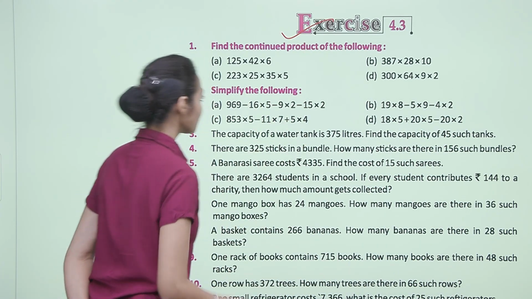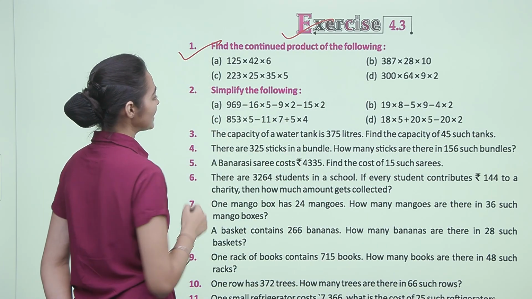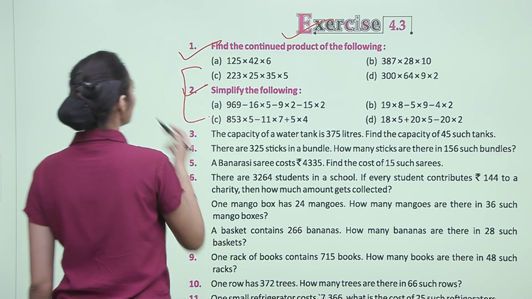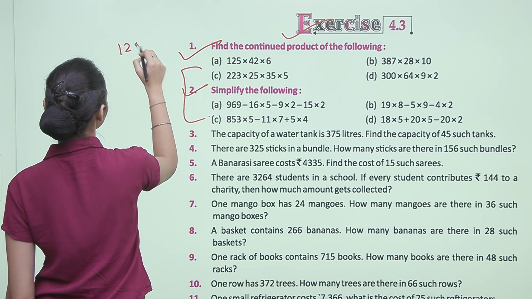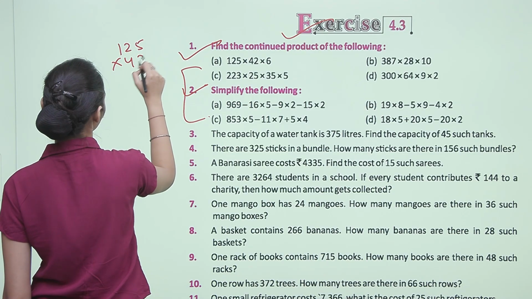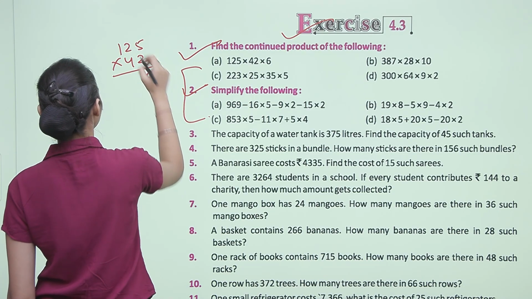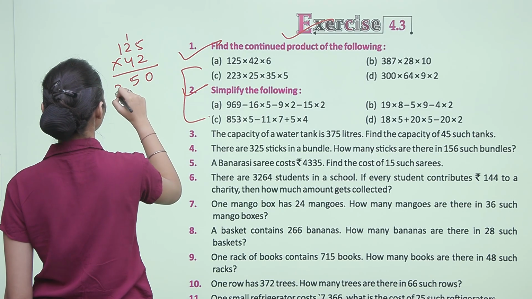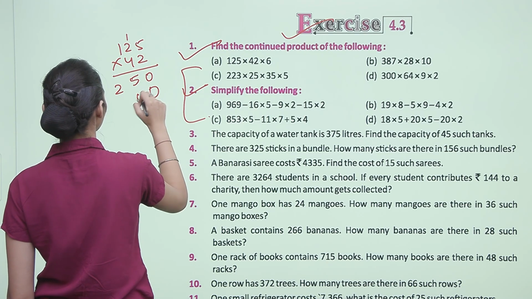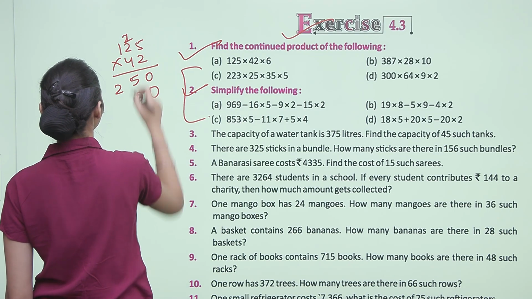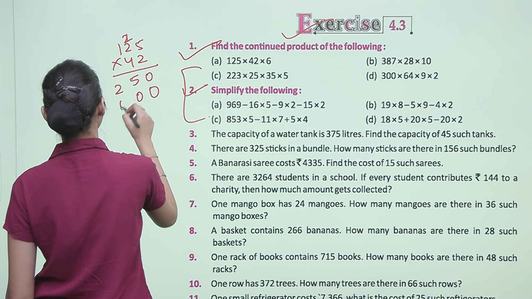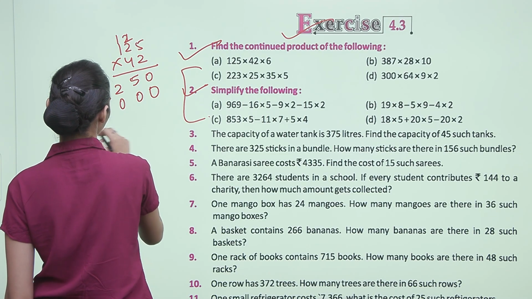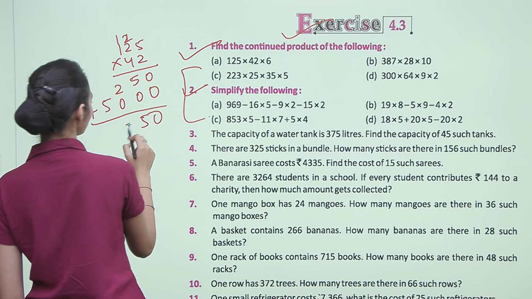Now let's start with exercise 4.3. In the first one and the second one, we have to find the continued product and we have to simplify these. So firstly, we will multiply 125 by 42. So 5 2s are 10, 1 carry, 2 2s are 4, plus 1 is 5, 2 1s are 2, 0, 5 4s are 20, 2 carry, 4 2s are 8, plus 2 is 10, 1 carry, 4 1s are 4, plus 1 is 5. So 5,250.